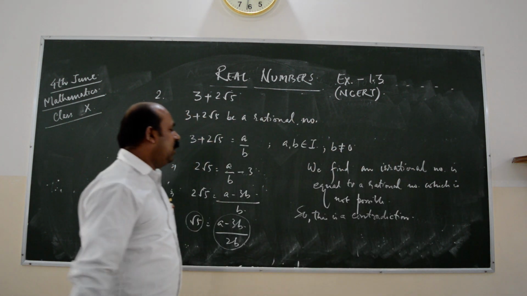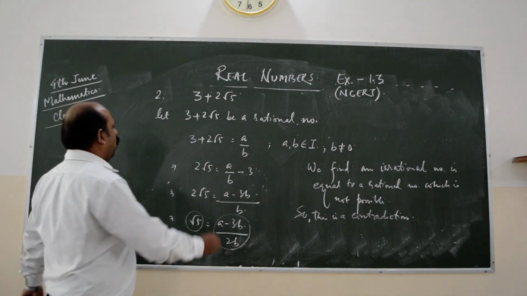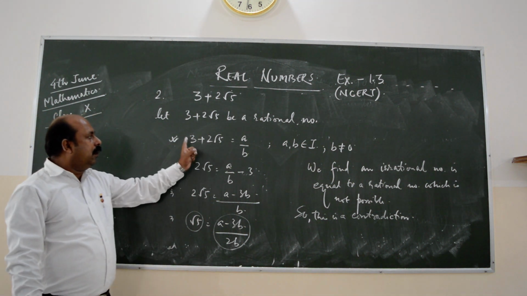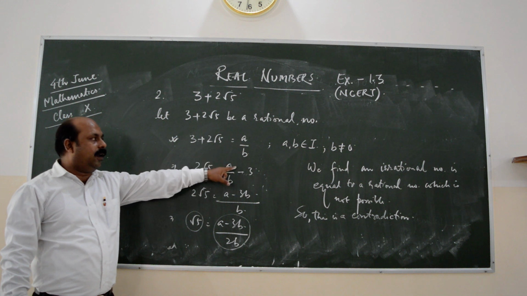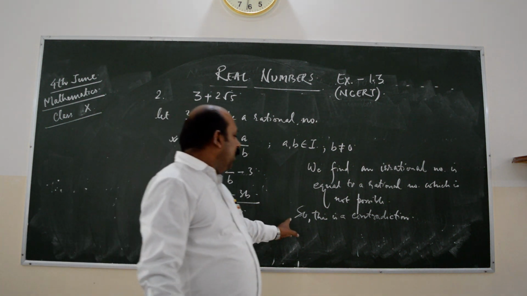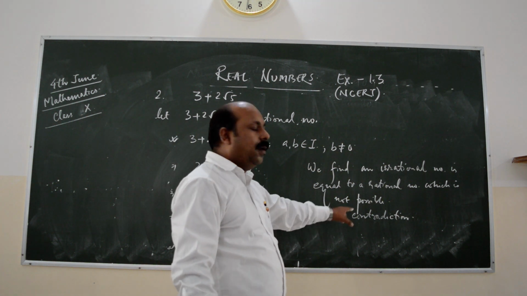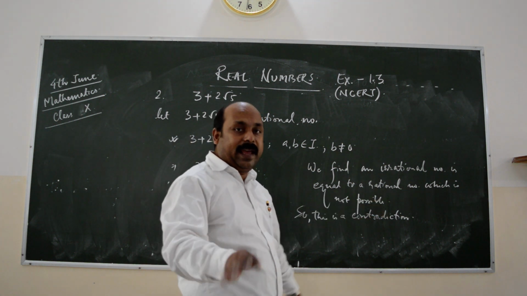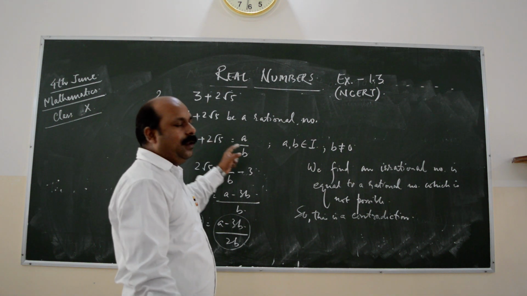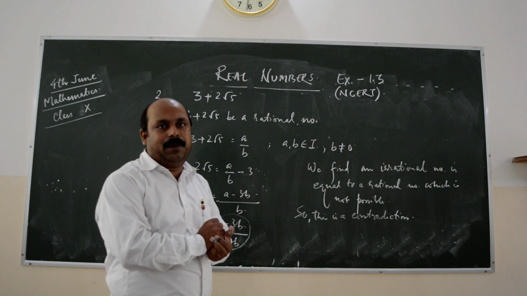And what is the cause of this contradiction? The cause of this contradiction is a wrong assumption. We have assumed 3 plus 2 root 5 as a rational number. This assumption is wrong. So after this you will write, this contradiction arises because of our wrong assumption. Hence, 3 plus 2 root 5 is not rational, it is an irrational number.